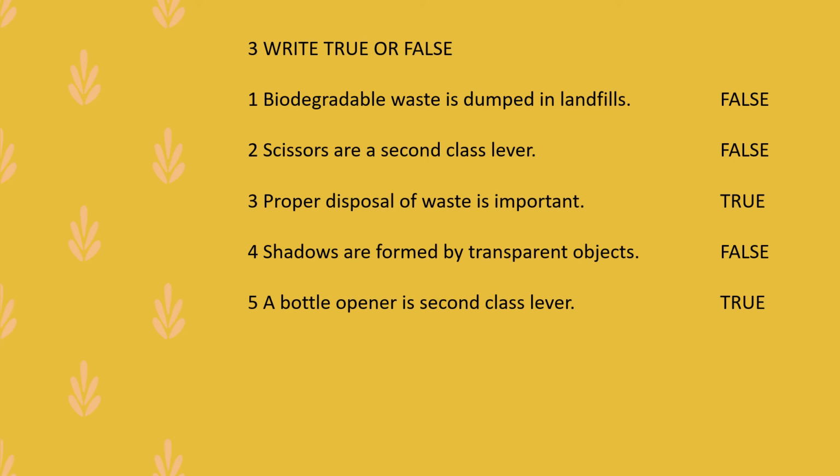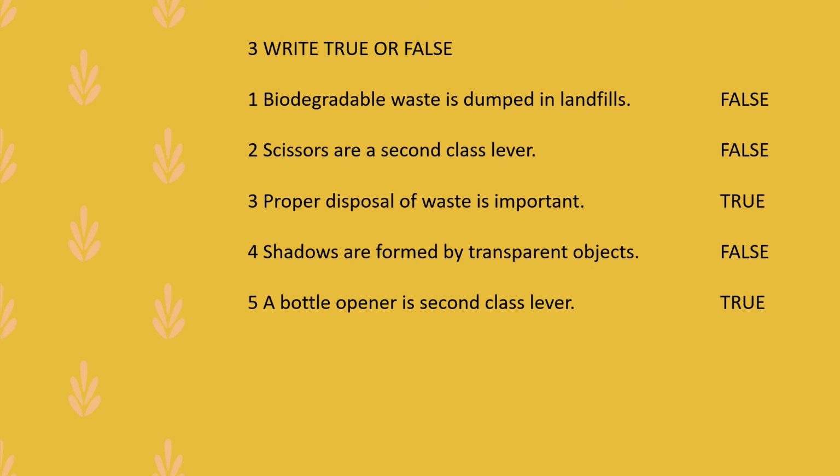Children, this sentence is also false. Scissors are first class levers, as in scissors the fulcrum is between the load and the effort. Therefore scissors are a first class lever, not a second class lever. Therefore the sentence 'scissors are a second class lever' is false. The third sentence is: Proper disposal of waste is important. This sentence is correct. It is true.